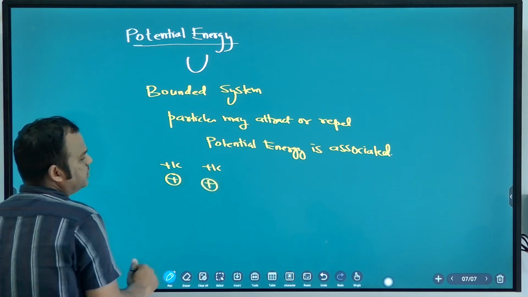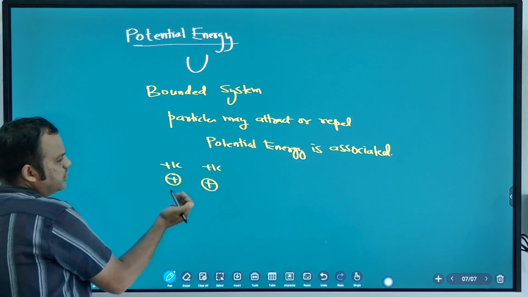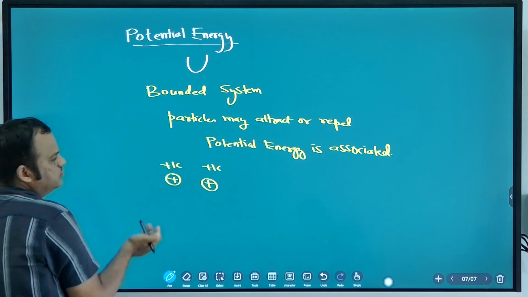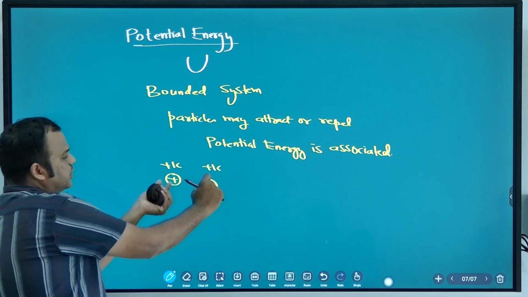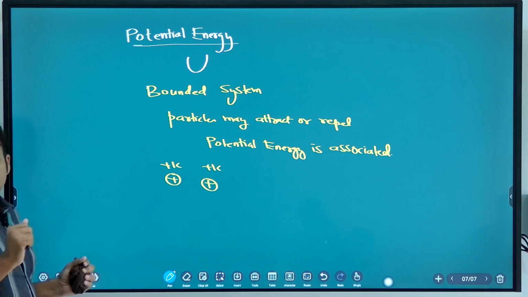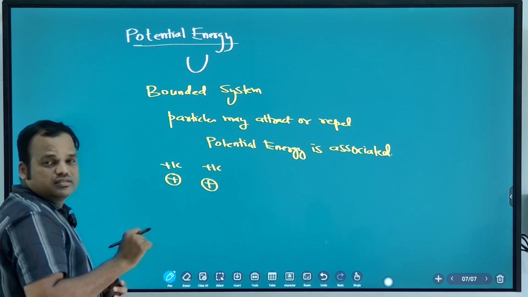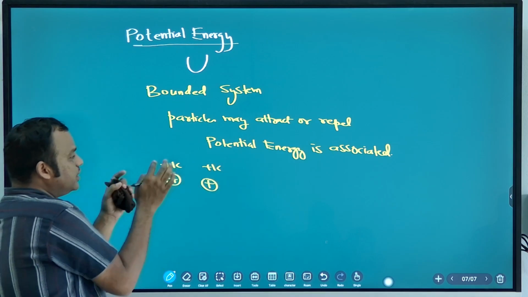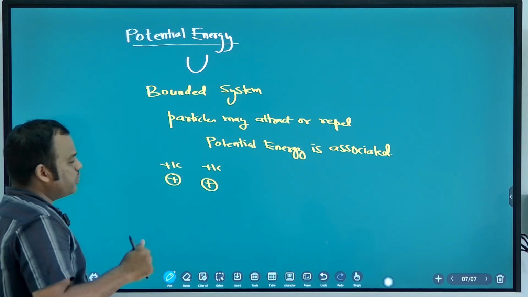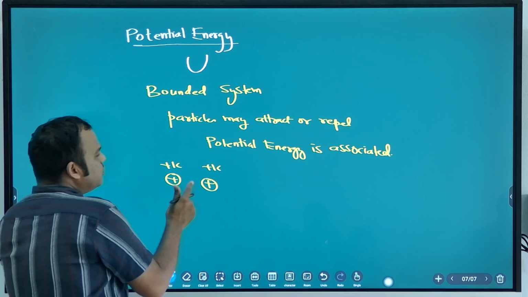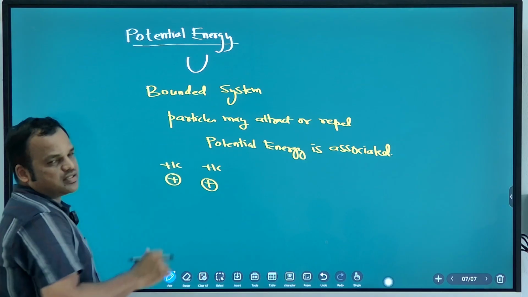They will repel, correct. So why are they repelling? Because they have energy. Initially they are kept like this. What is the speed? 0. So there is no speed, but still they are repelling. So something is there, and they are using that. That's why they are repelling each other. So even when there is no speed, still energy is there.